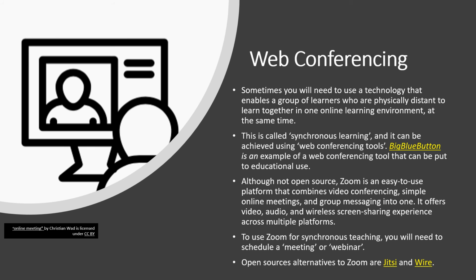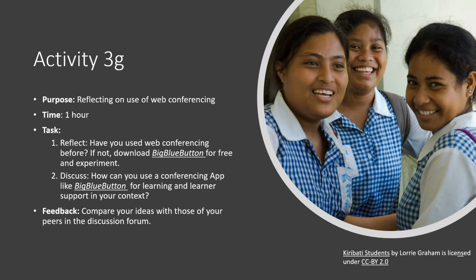You will sometimes find the need and the means to meet your learners in the same online environment at the same time. This kind of same-time interaction is called synchronous learning and will typically be enabled by video conferencing platforms like Big Blue Button, Zoom, Jitsi, and Wire. In Activity 3G, we reflect on the use of Big Blue Button and share ideas with peers in the discussion forum.